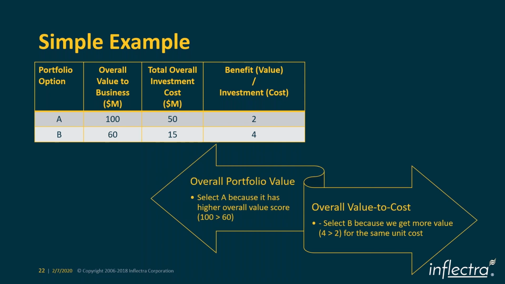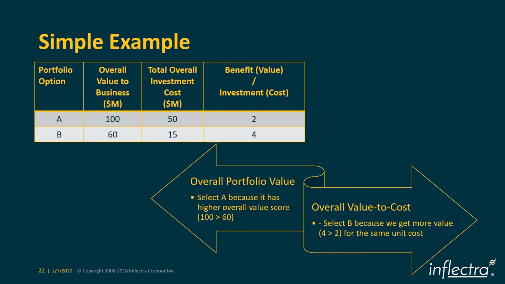Now, when you look at this, there are two options presented. Which one do you go with, A or B? If you go with overall product value or portfolio value, then you will select A, because how much more money am I going to get? $100 million. I would go with A. If I go with B, I will only get $60 million, so I will not go with that, right? So I'm going to go with option A if I choose the maximum portfolio value.